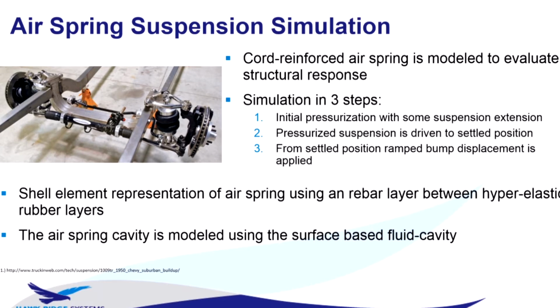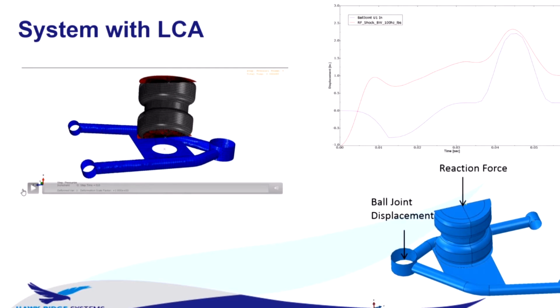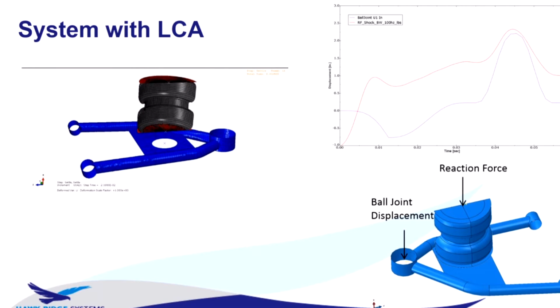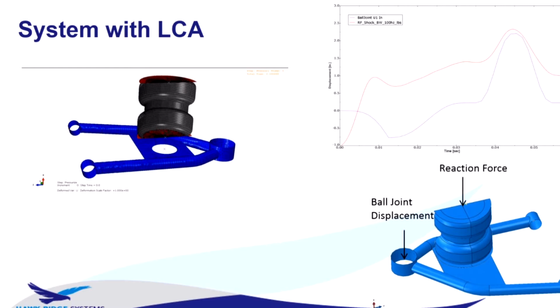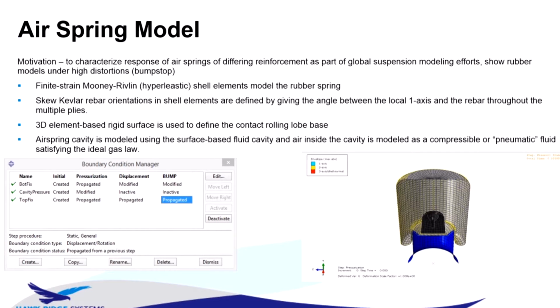We have an animation of that system with a lower control arm and the air spring constrained at the top, just being driven through a bump. You can see in the graph on the right that through that you can track the reaction forces and sort of back out the spring rate behavior, including some of the dynamics of the suspension components. I'm going to zoom in on that a little bit and take a more in-depth look at an air spring model for a rolling lobe air spring.